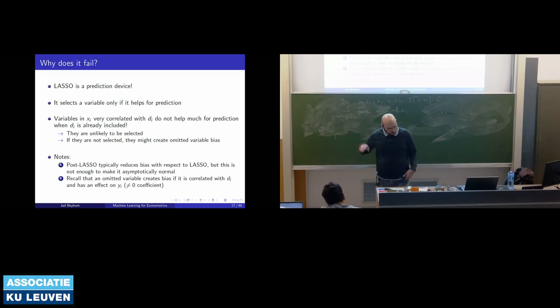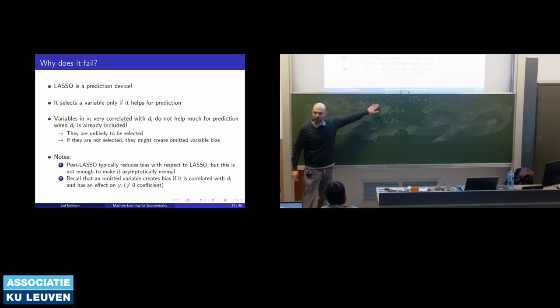This will happen if two conditions are met at the same time. The first condition is B2 is non-zero. The second condition is x1i and x2i, sorry, are correlated. So think of this in the following way. What happens if, let's say, this is a true causal model, but I run a regression without x2i?